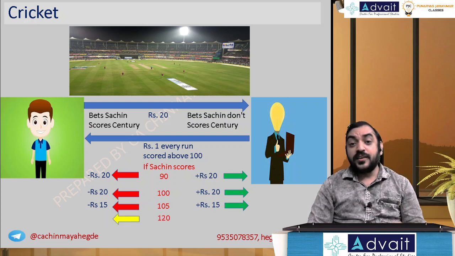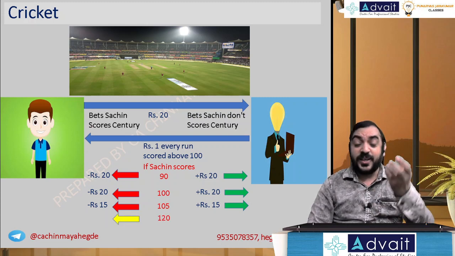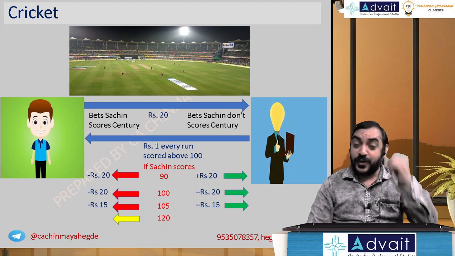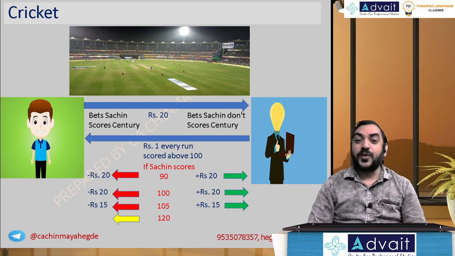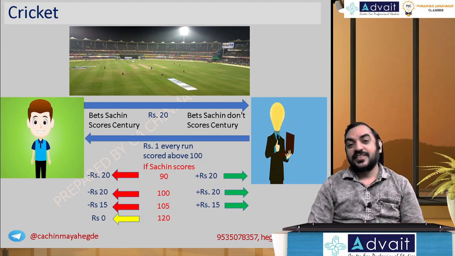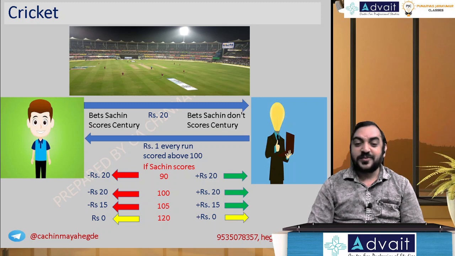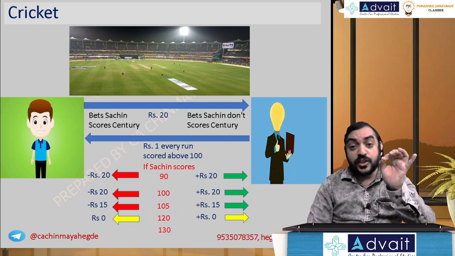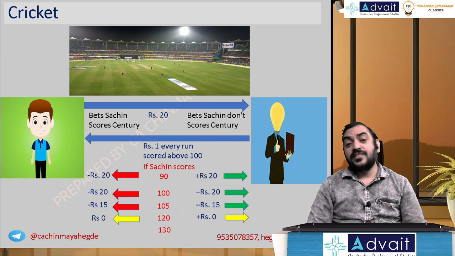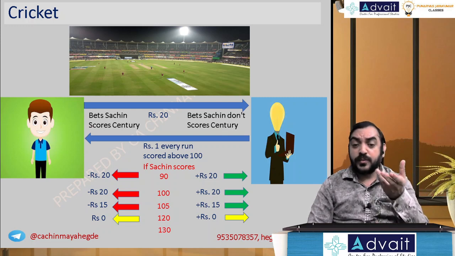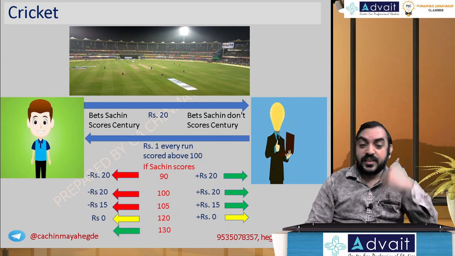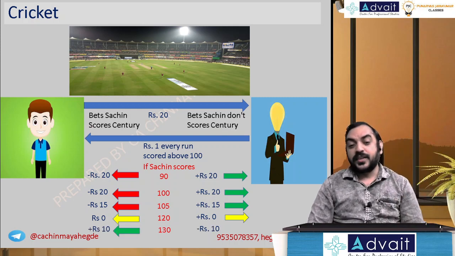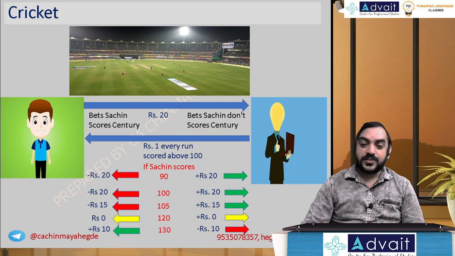If he scores 120, you are very happy. He scores 120, so extra 20 runs, you get 20 rupees. 1 run, 1 rupee. But you have already paid 20 rupees, which means you are in a no profit, no loss situation. And if he scores 130, then 10 runs extra, 10 rupees become 30 rupees, and for 30 rupees you already paid 20 rupees, and thereby you get 10 rupees. The other person will lose 10 rupees.